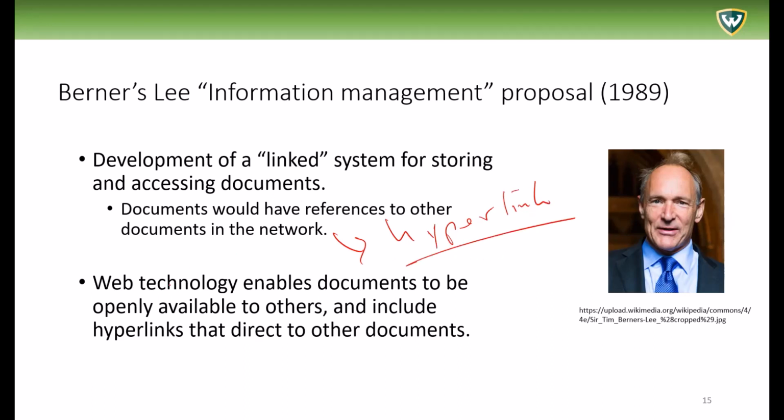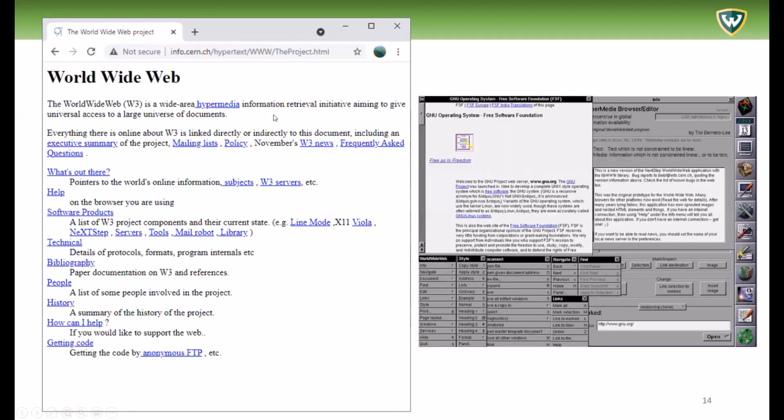And this web technology would enable documents to be openly available to others and include hyperlinks that direct particular pieces of the information to other related information. So as we saw here before, we actually have a GUI of one of the early graphic user interfaces of one of the early browsers for the web, the World Wide Web.